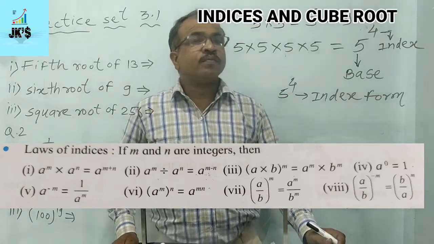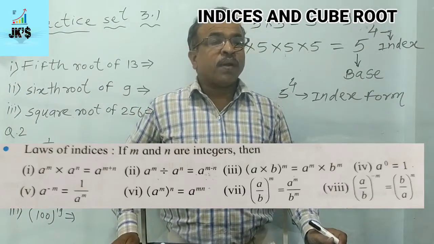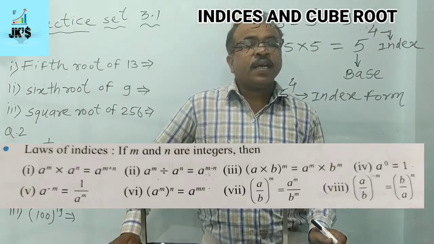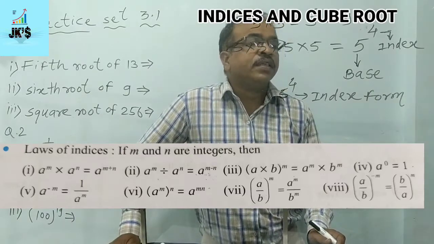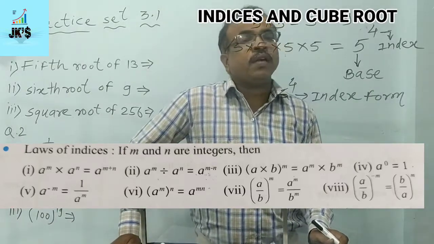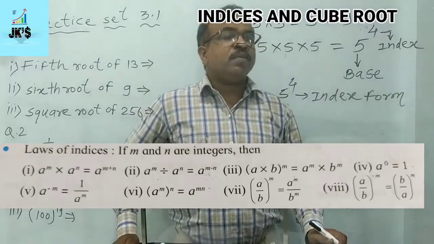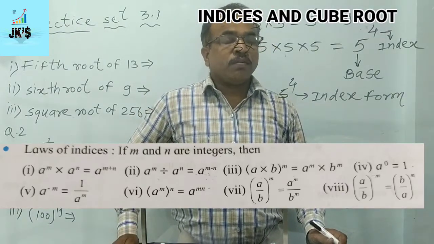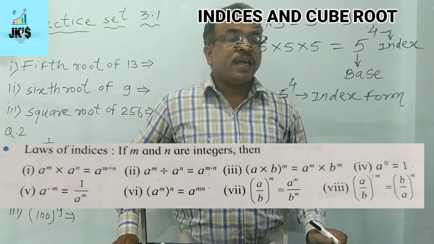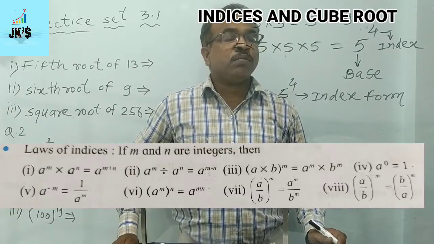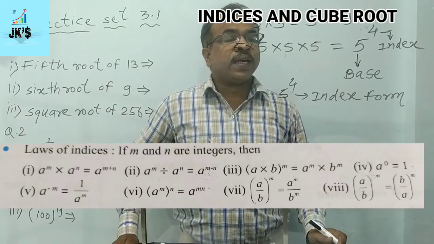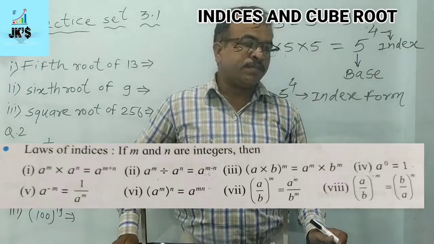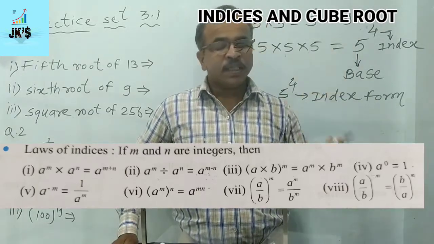Second rule, a to the power m divided by a to the power n equals a to the power m minus n. If the bases of the index form numbers are the same and there is a division between the two numbers, then there is subtraction of their indices, means a to the power m minus n.